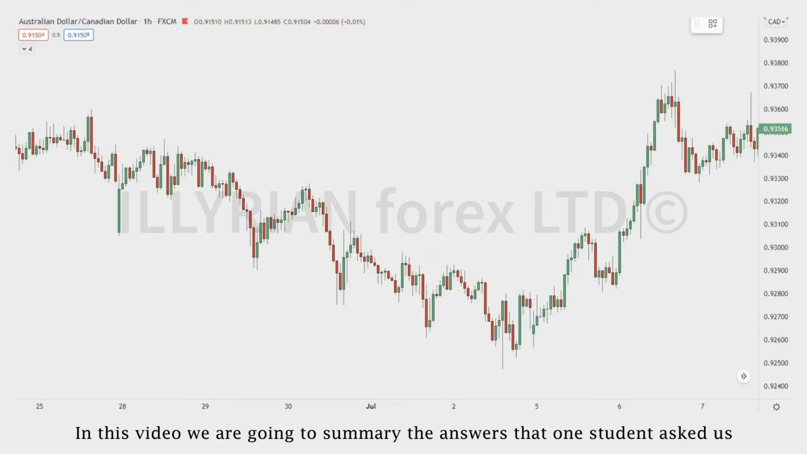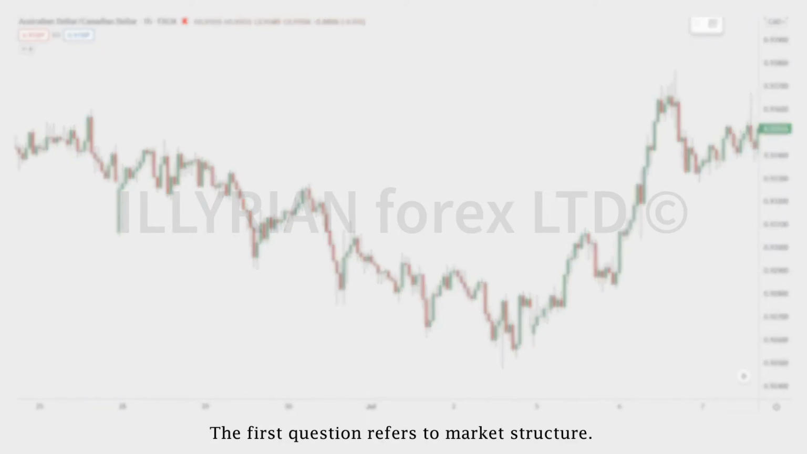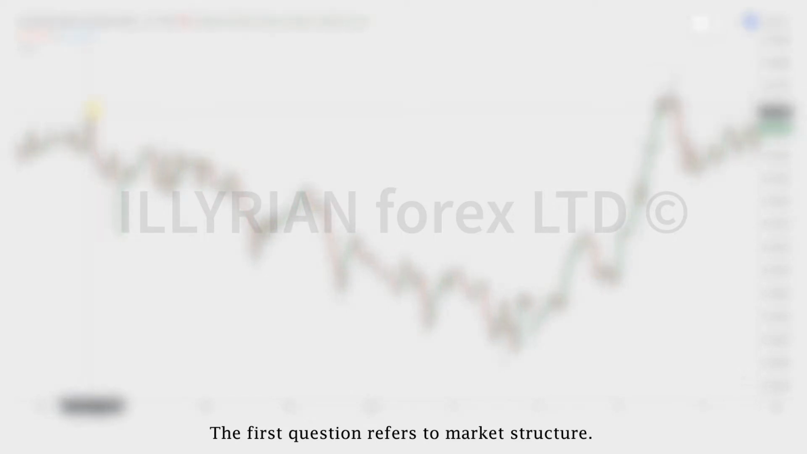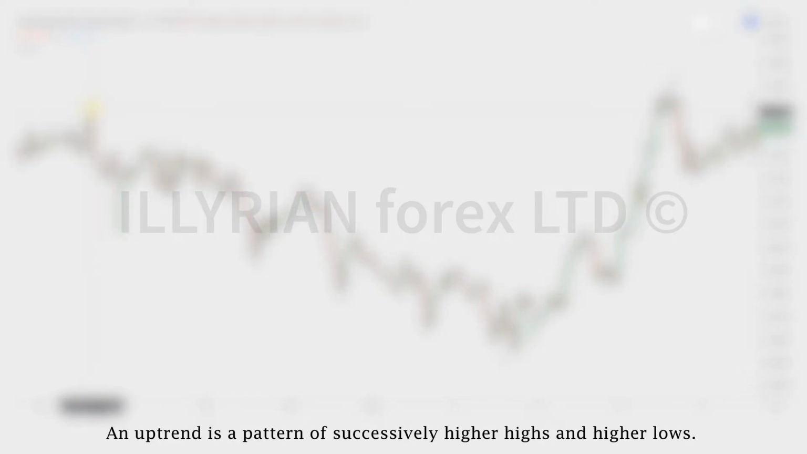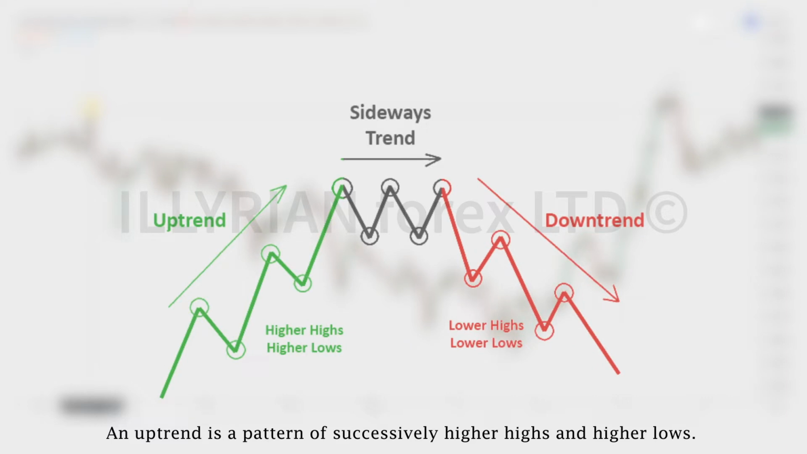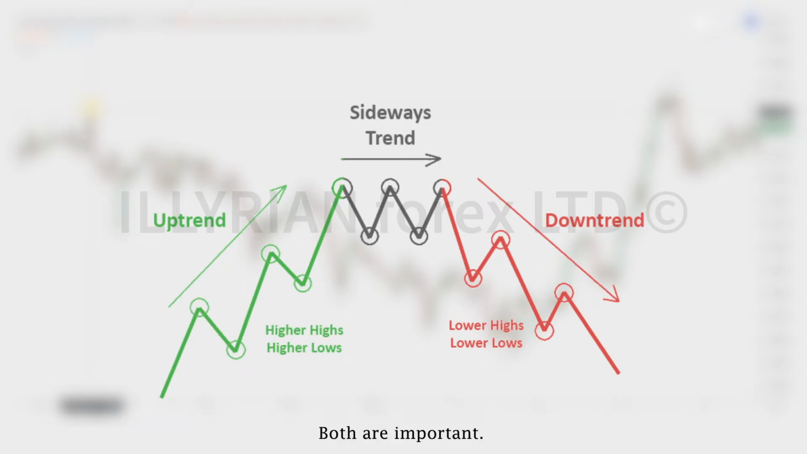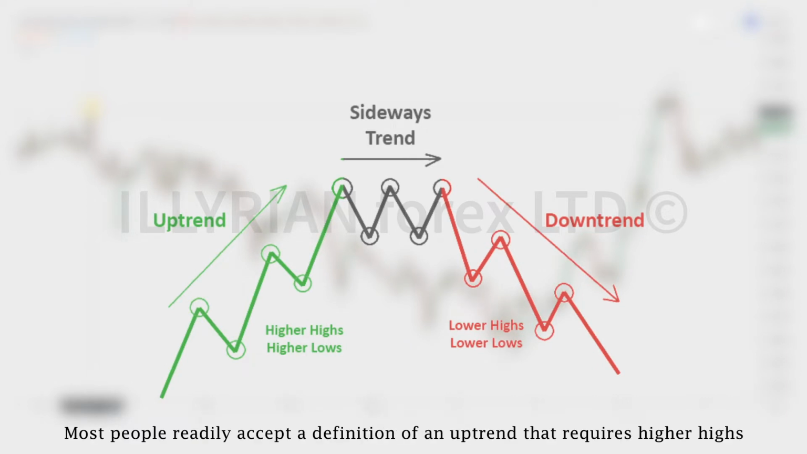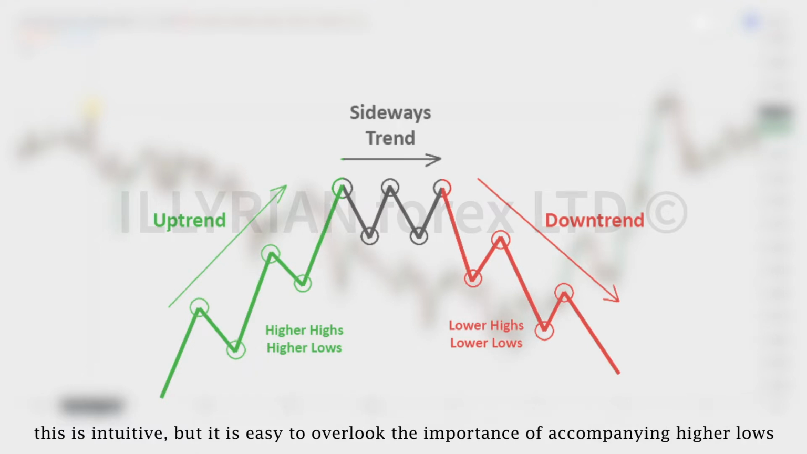In this video we are going to summarize the answers to questions that one student asked us. The first question refers to market structure. An uptrend is a pattern of successively higher highs and higher lows. Both are important. Most people readily accept a definition of an uptrend that requires higher highs. This is intuitive, but it is easy to overlook the importance of accompanying higher lows.